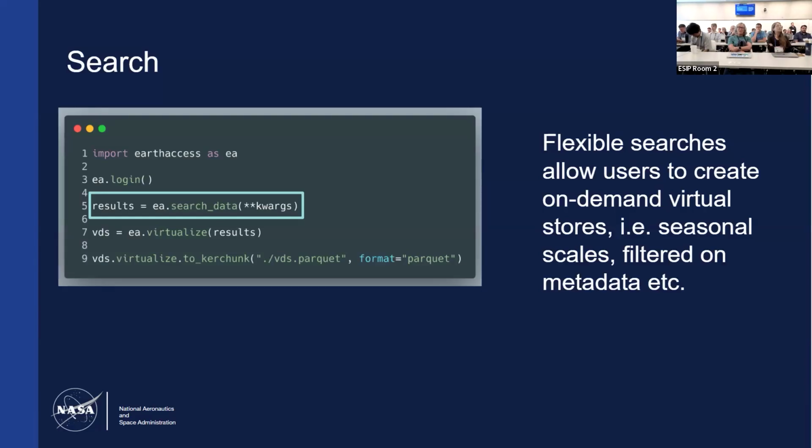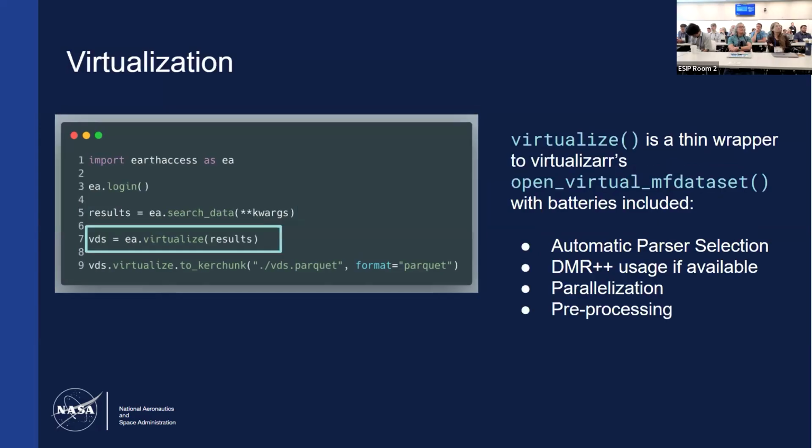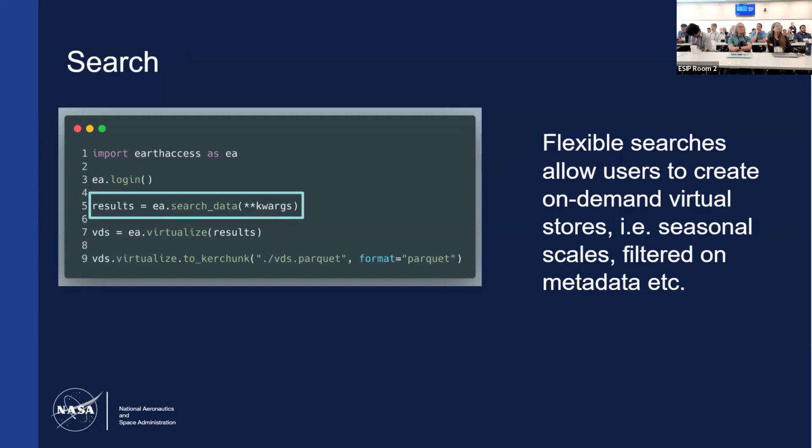So you start with a search that can be as broad or as particular as you want, get the results back from CMR, and those results are the ones that are going to be virtualized with Earth Access. That will allow users to have seasonal datasets, for example. You don't have to filter in post-process and say, give me all the summer granules. You can do it beforehand.